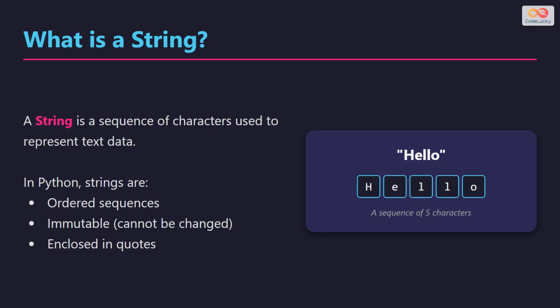First, let's define what a string actually is. In Python, a string is simply a sequence of characters used to represent text. Think of it as a chain of individual letters, numbers, or symbols ordered one after another. Crucially, strings in Python are immutable, meaning once you create one, you cannot change its content directly.